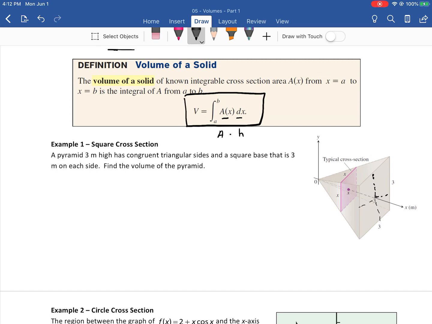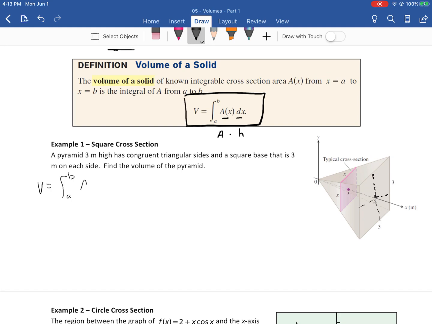Well, that's what we do. We put them right along the axis to make it convenient. So whatever shape you have, you lay it right along the x-axis, and that works out nice. So a pyramid 3 meters high has congruent triangular sides and a square base. The square base sort of implies congruent sides, but this is a regular pyramid, okay? And it has a square base, 3 by 3, and it says find the volume of the pyramid.